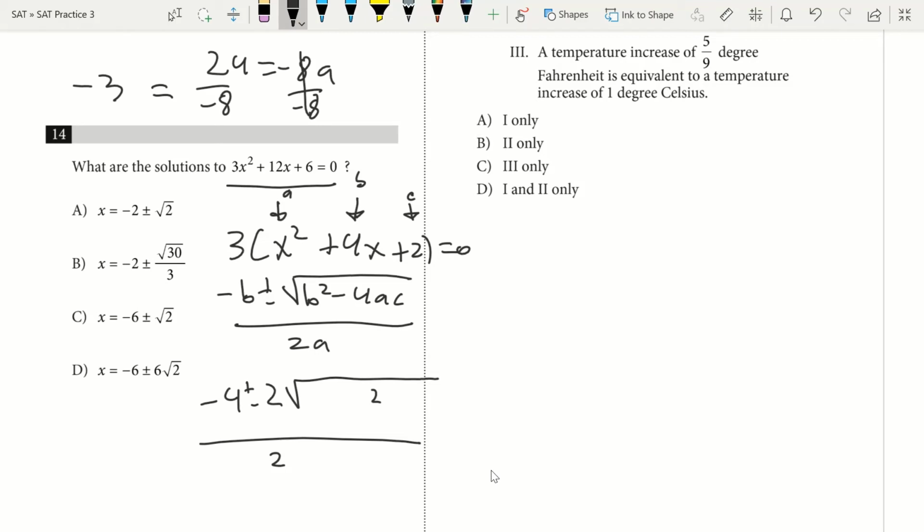Now I can go ahead and simplify. I go negative 4 over 2. Negative 4 over 2 will give me negative 2. We'll have plus or minus. My 2 over 2 cancels, so I'll just have plus or minus square root of 2, which is A.